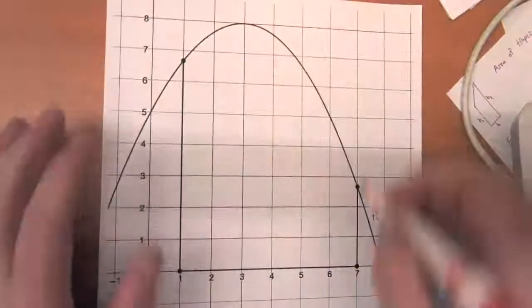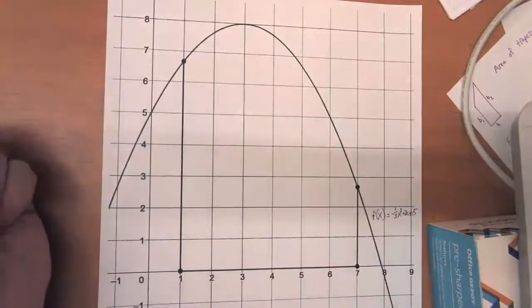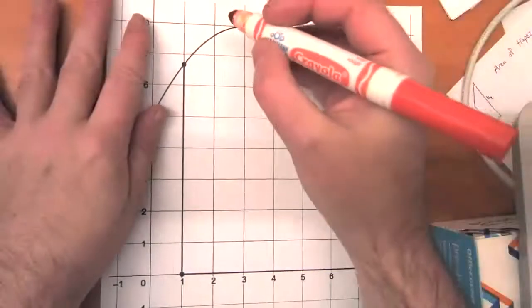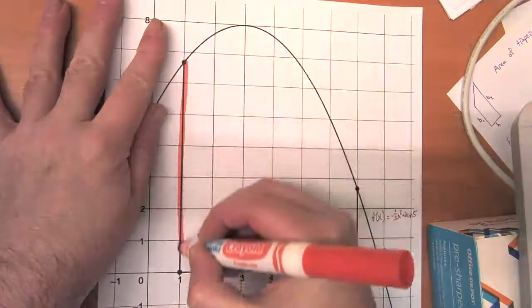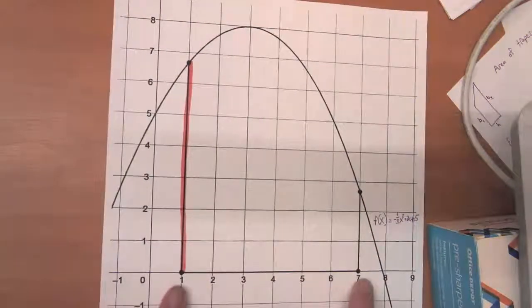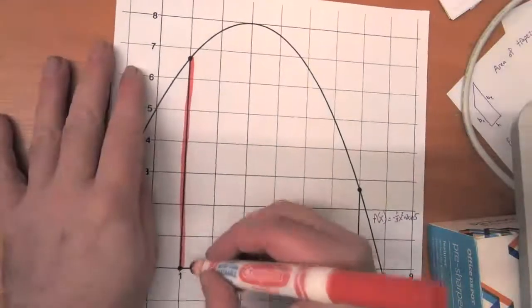I can't find the area. I don't know any formula for finding the area of an odd shape like this, but I do know how to find the area of a rectangle. So let's come up with a couple rectangles. This is a range of 6 units. This is 6 squares wide. So I'm going to break this into 3 rectangles, which each have a width of 2.